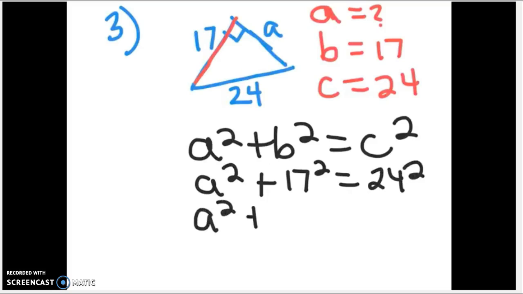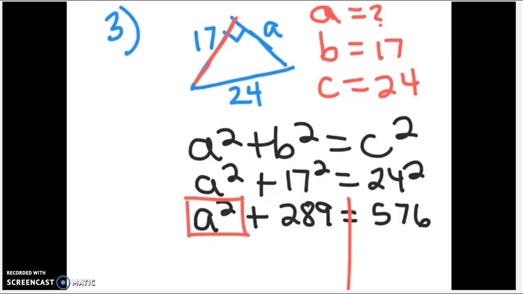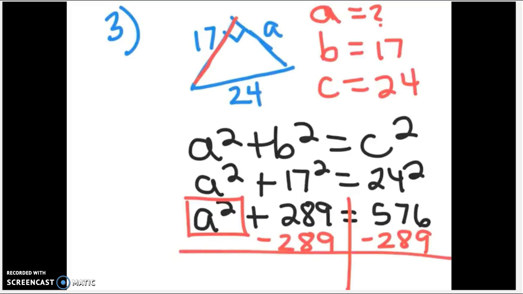So I'm going to rewrite A squared plus 17 squared, which ends up being 289, and 24 squared, which is 576. Now these get kind of high, so if you forget, you've got to do 24 times 24. You'll get 576. Now, your job is to get this A squared by itself. Draw your line. I'm going to subtract 289 from both sides. And what we end up with is A squared equals 287.